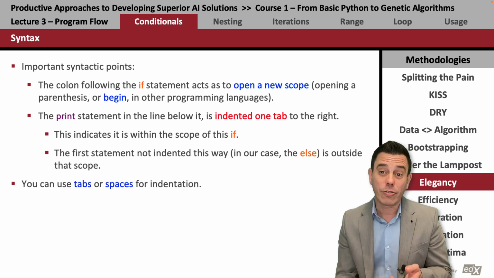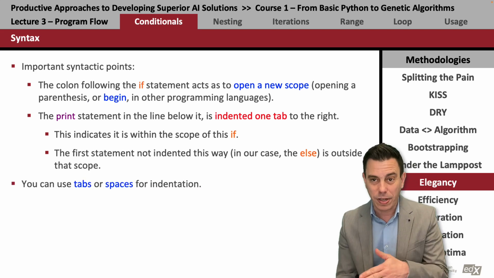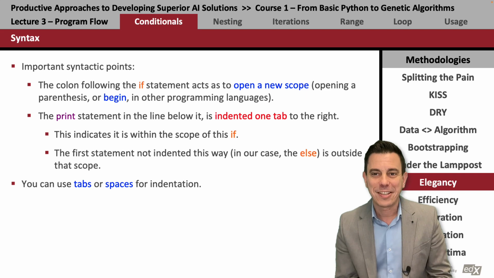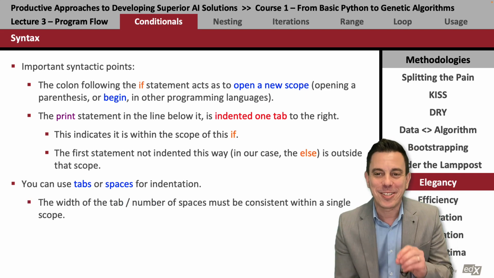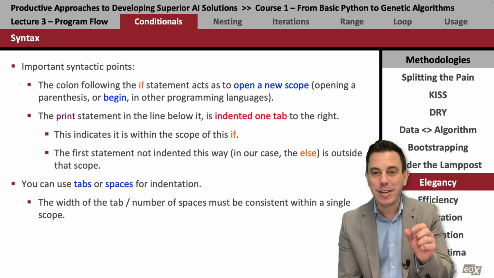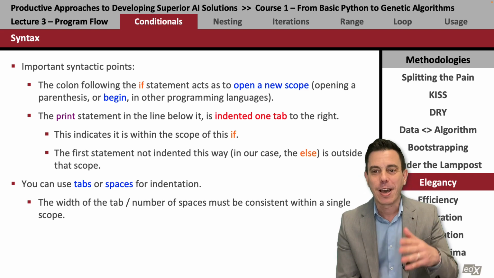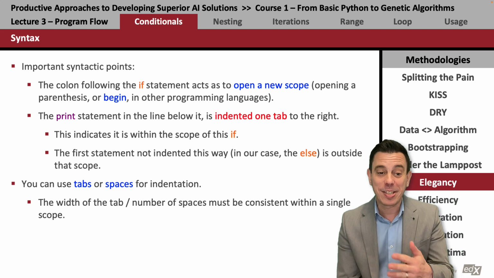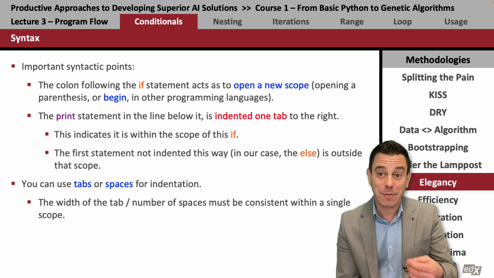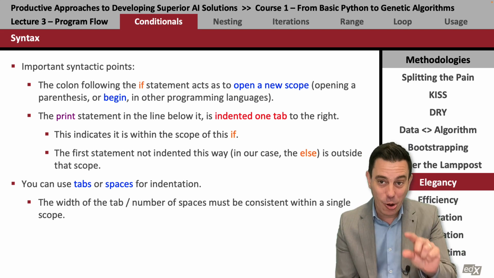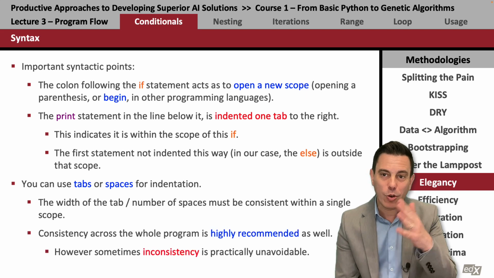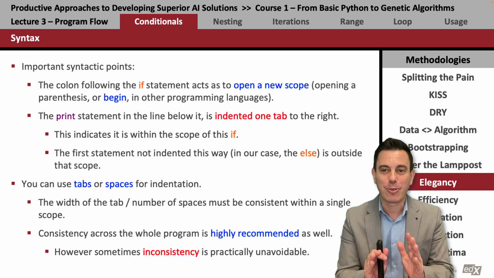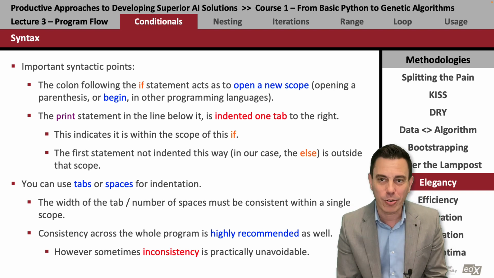For the indentation, you can use either tabs or spaces. Tabs is better. But what you need to know really is that the most important thing is consistency. So the width of the tab or the number of spaces must be consistent along the code, specifically along the scope of a certain if command. But we all want consistency all over. So it's better to be consistent along all the program.